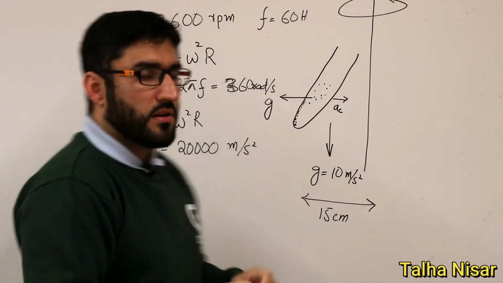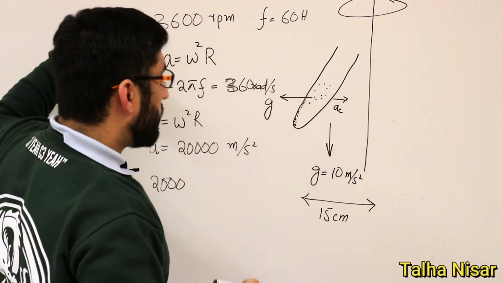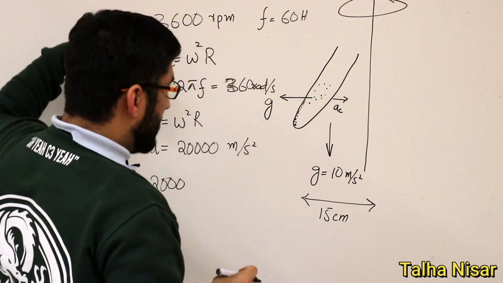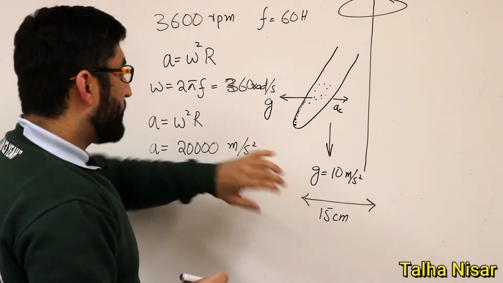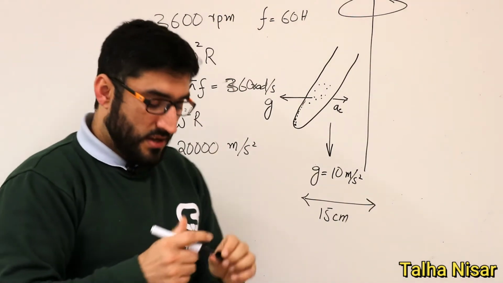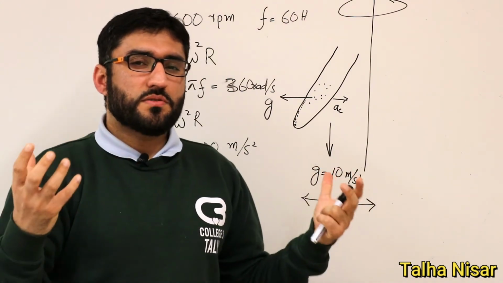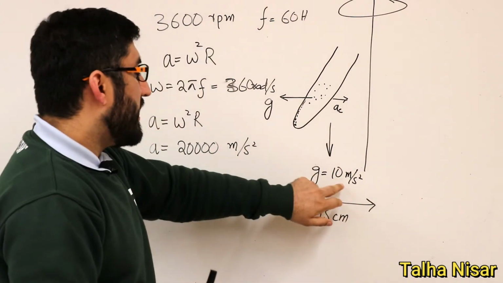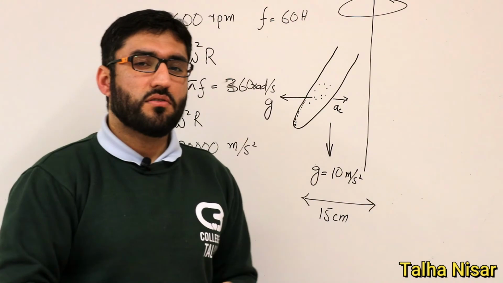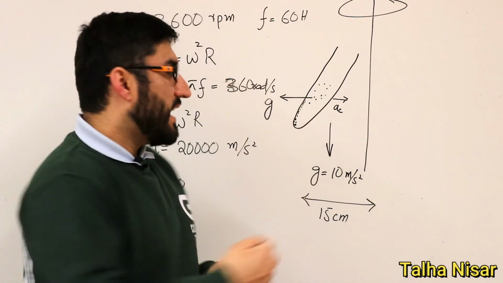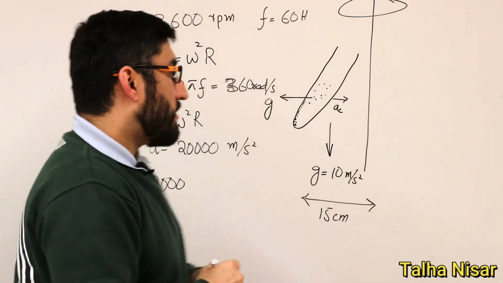Since the particles are feeling an acceleration which is much higher in this direction, all the particles will accelerate in this direction instead of going down, because this is 2000 times higher than the gravitational acceleration. In other words, these particles are feeling a much higher weight than in the normal Earth's gravity. They have 2000 times higher weight, which is the force in this direction. So all the particles will move in this direction, and this is how we separate these particles.